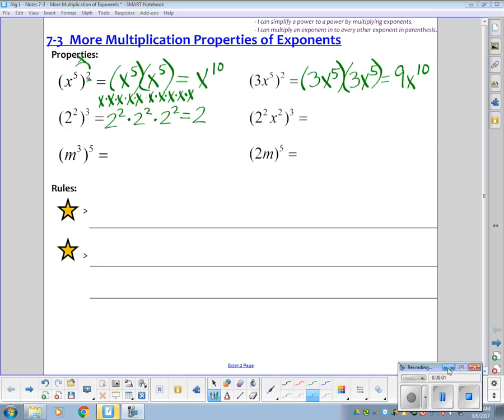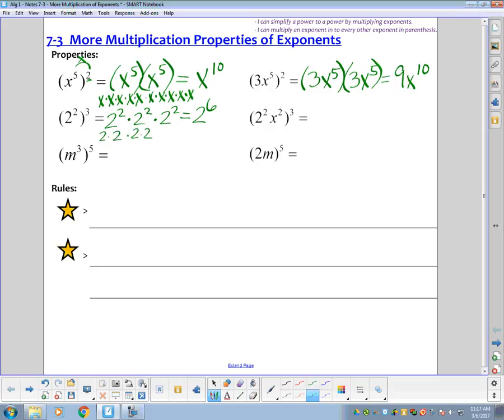How many twos do I have? 2 plus 2 plus 2 is 6. And again, you can write it out. I have 2 twos here. I have 2 here. And I have 2 here.